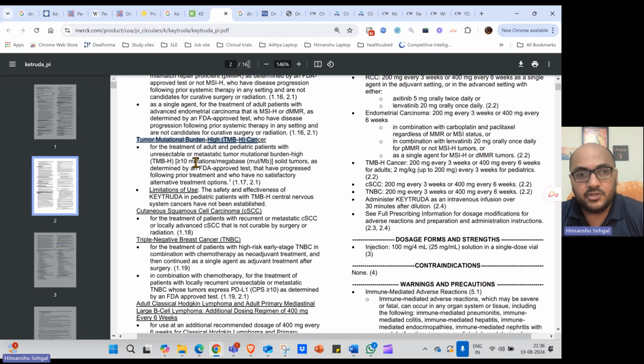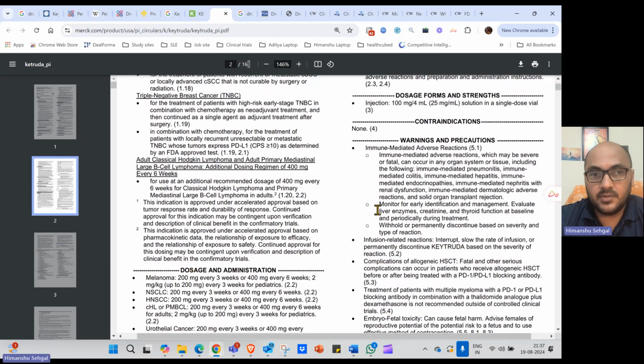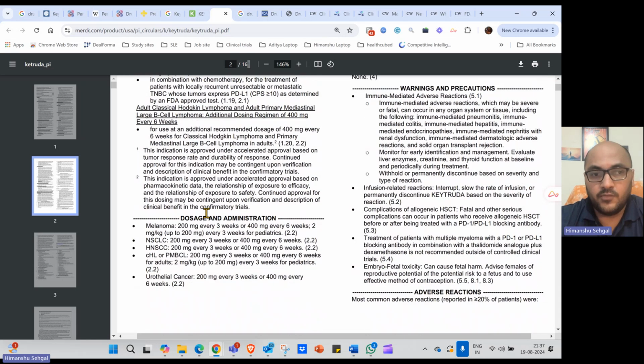Okay. Limitation of use: the safety and effectiveness of Keytruda in pediatric patients with TMB high CNS cancers have not been established. So pediatric patients with TMB high CNS cancers, so central nervous system cancers, it has not been established. Okay. So yeah, this is all the information.